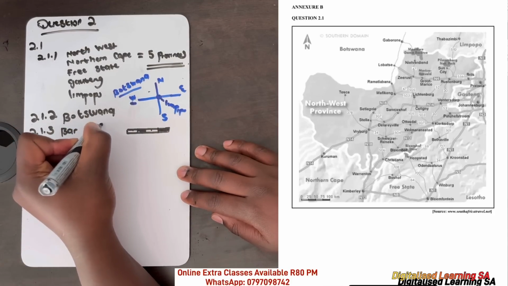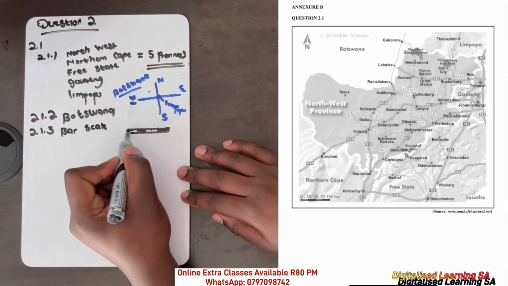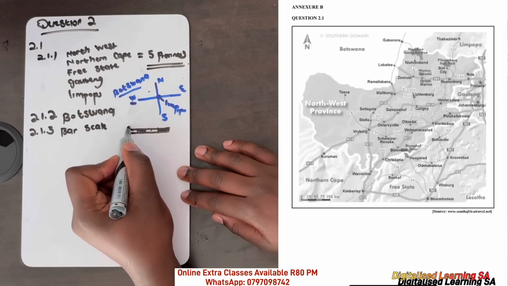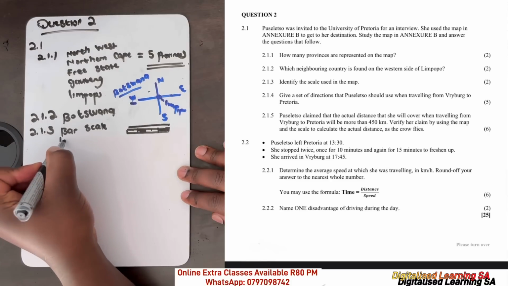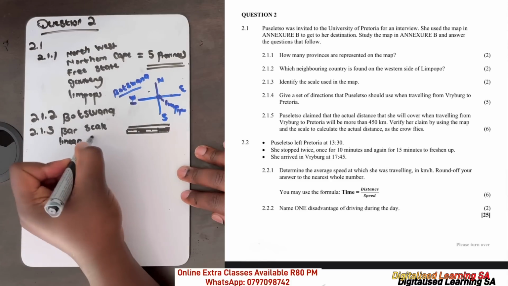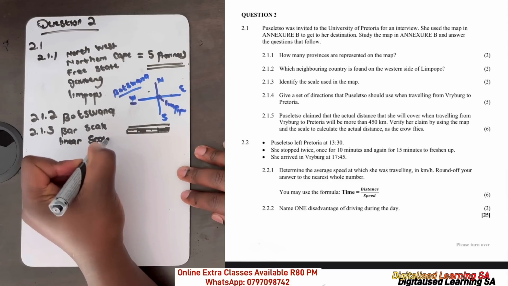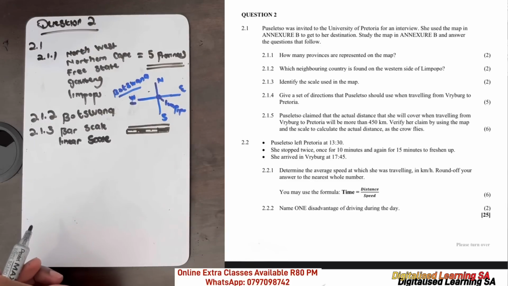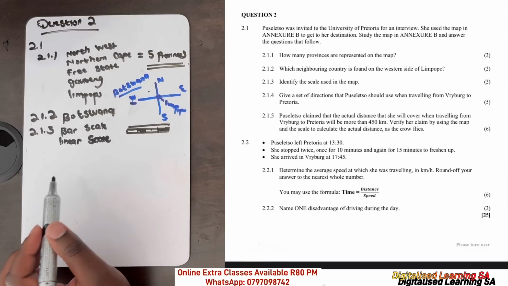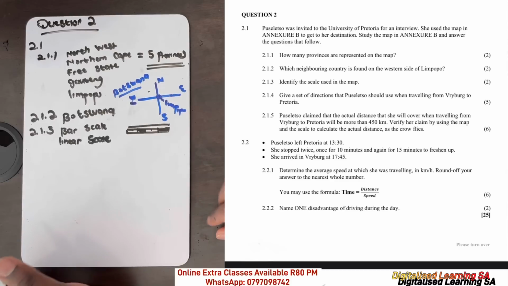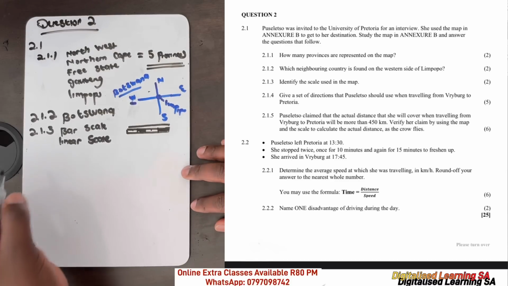but we can also see that this scale is represented by a straight line, meaning that we can also say it's a linear scale. So whether you write bar scale or linear scale, you will still get it right. So we can either say it's a bar scale or it's a linear scale. Okay, so now let's move to the next question, which is question 2.1.4.